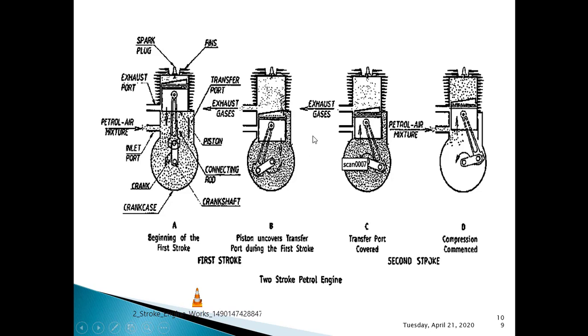Yes, you need to write the entry of air fuel mixture into the combustion chamber. You can finish it within 4 to 5 sentences, not more than that. Simply write that in the upward stroke, it uncovers the inlet port and the air fuel mixture will enter the crankcase. In the downward stroke, it covers the inlet port and uncovers the transfer port. As soon as the transfer port gets uncovered, partially compressed air fuel mixture will enter into the combustion chamber. Just write this much for the entry of air fuel mixture into the combustion chamber.